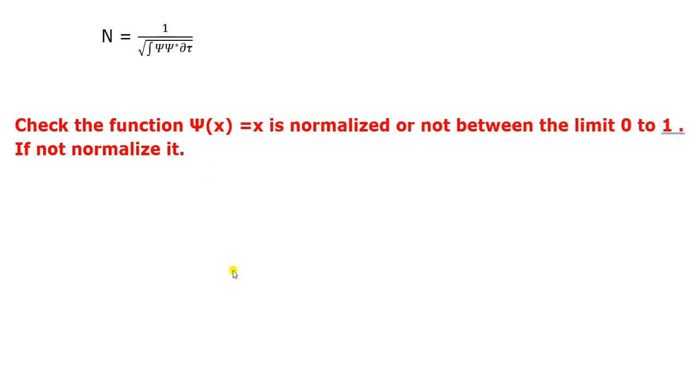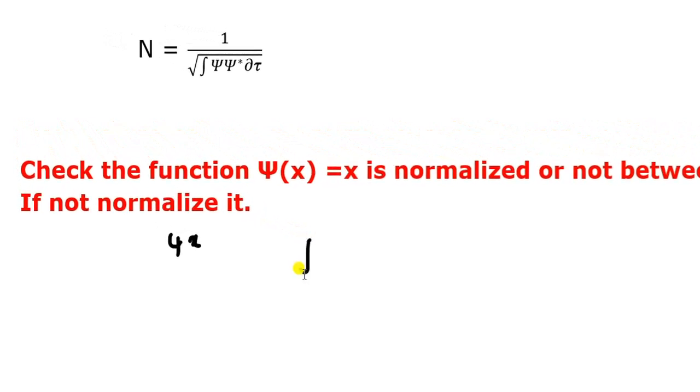The given function is x. The integral of the square of the wave function within the range should be equal to 1. The integral limit is 0 to 1, the wave function psi(x), its complex conjugate, psi(x) dx, is equal to 1. It should be equal to 1. Okay, now you find the value of this one.